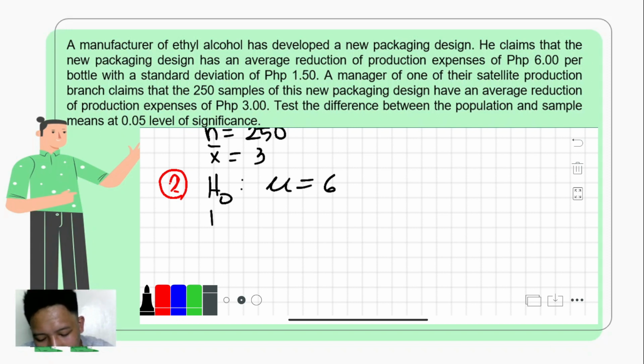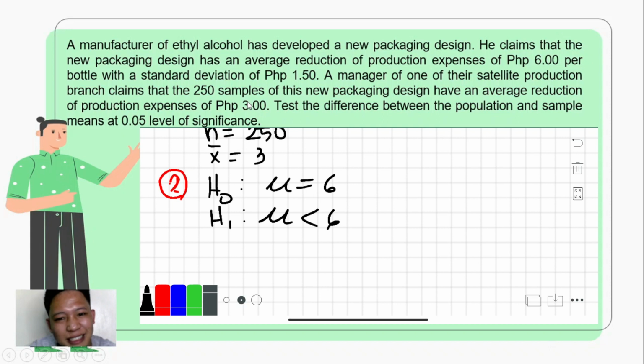Now, our alternative hypothesis. If you notice, our population mean is 6 pesos and our sample mean is 3 pesos, which means our sample mean is lower than the population mean. Hence, we are to consider our alternative hypothesis as mu is less than 6 pesos. So here there is a deviation from our discussion a while ago. Our alternative hypothesis should be mu is less than 6 pesos, because our sample here is only 3 pesos.